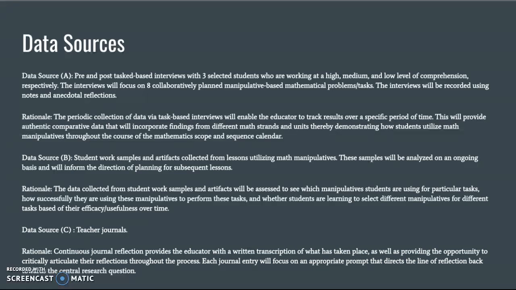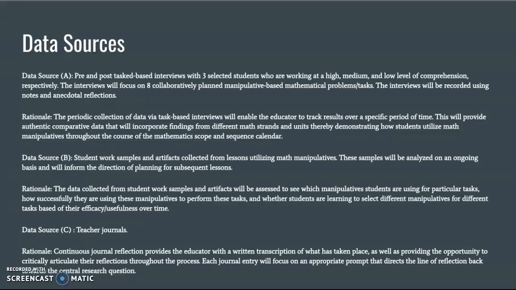I use this because the periodic collection of data via task-based interviews will enable the educator to track results over a specific period of time, and this will provide authentic comparative data that will incorporate findings from different math strands and units, thereby demonstrating how students utilize math manipulatives throughout the course of the mathematics scope and sequence calendar.